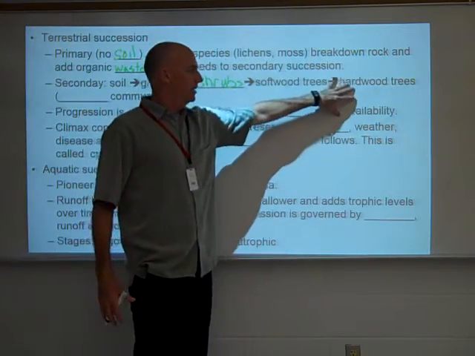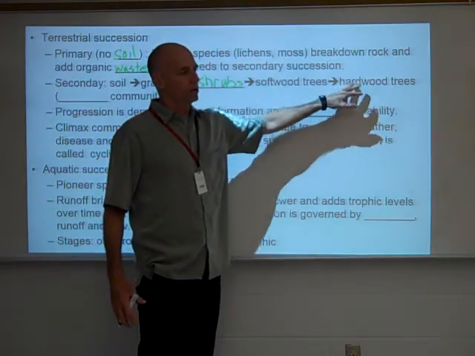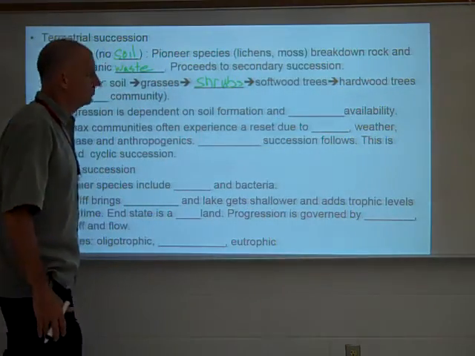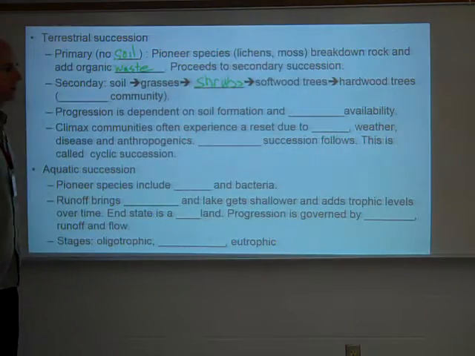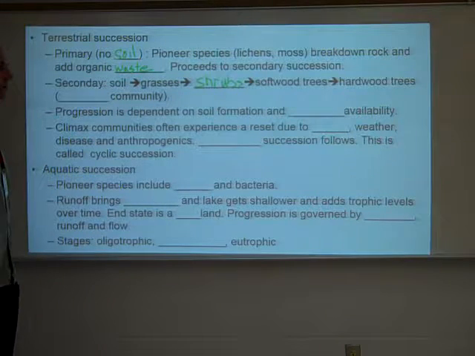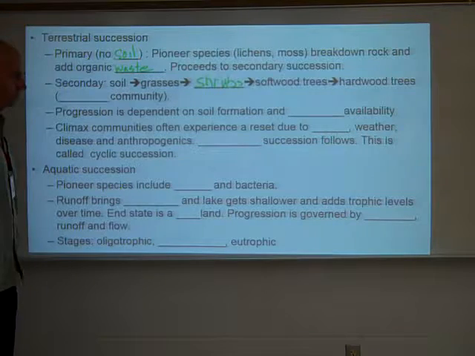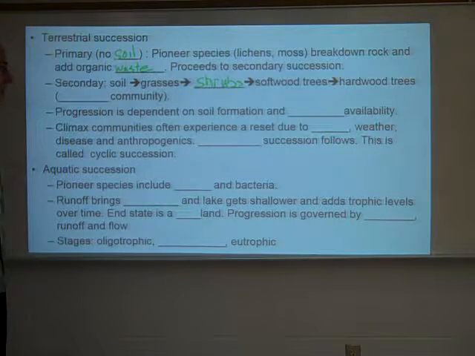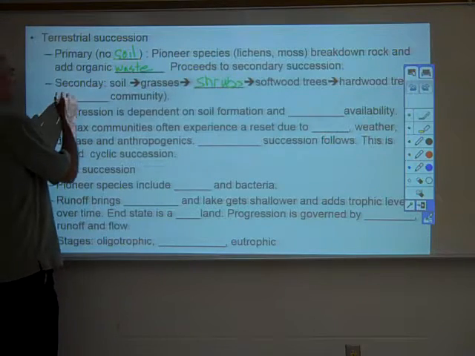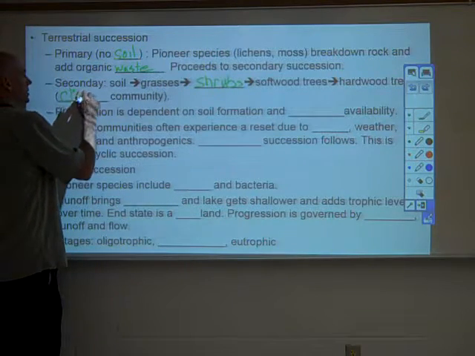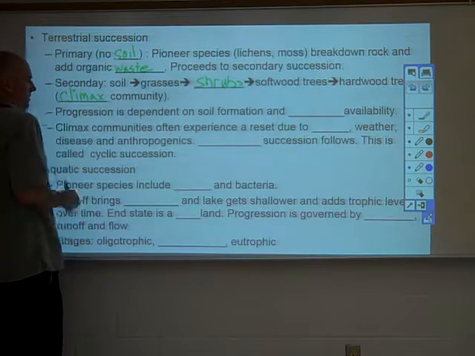And then after that, you have also hardwood trees. And hardwood trees take longer to grow, but eventually, because of some of the things that they do, they're able to basically take over and displace or replace the softwood trees and shrubs and everything that are there. When you get to that stage, it's what we call a climax community. So it's kind of at the end, so to speak.